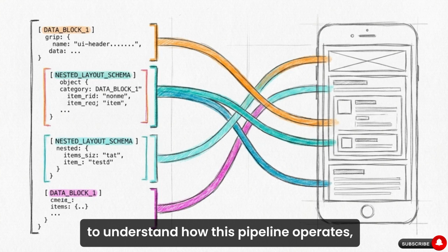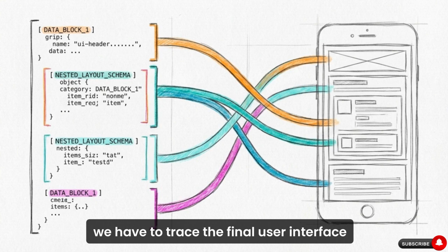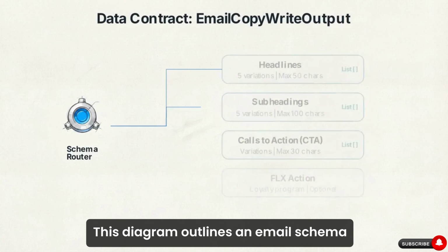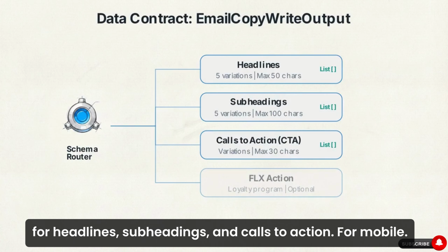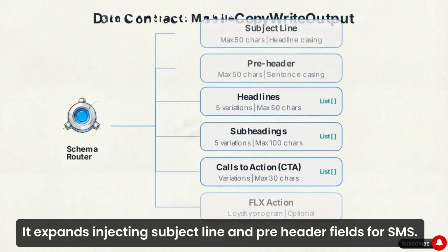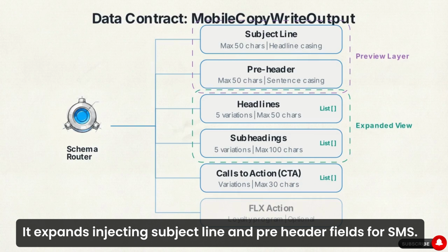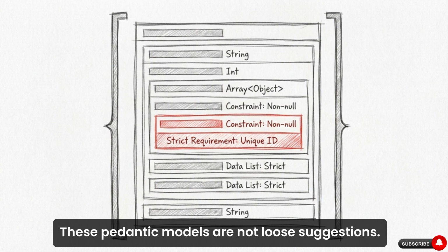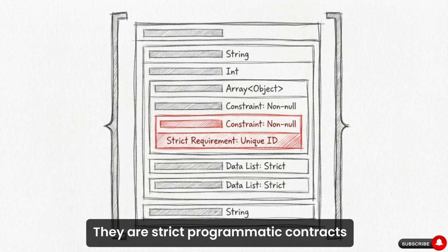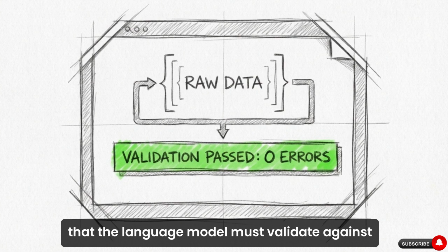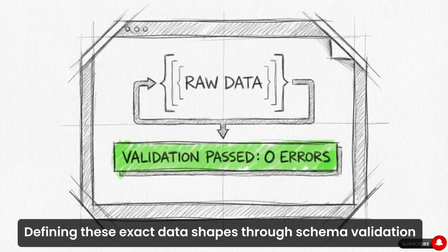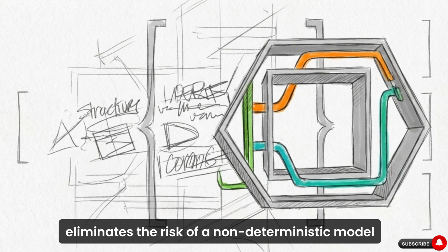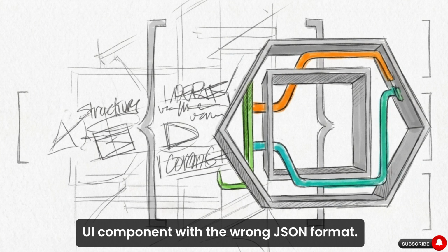To understand how this pipeline operates, we have to trace the final user interface backward to the data structures that dictate it. This diagram outlines an email schema, branching into nested arrays for headlines, subheadings, and calls to action. For mobile, it expands, injecting subject line and preheader fields. For SMS, it collapses into a single string labeled description. These pydantic models are not loose suggestions. They are strict programmatic contracts that the language model must validate against before returning a response. Defining these exact data shapes through schema validation eliminates the risk of a non-deterministic model breaking a downstream UI component with the wrong JSON format.